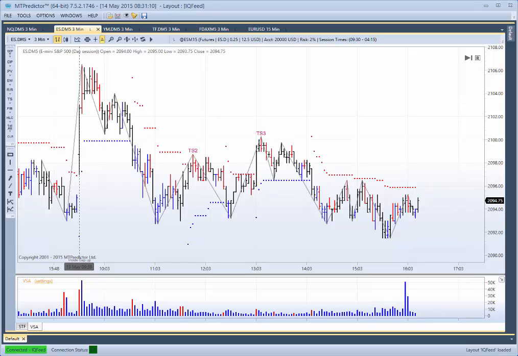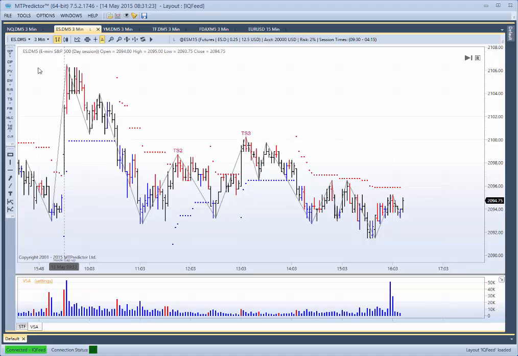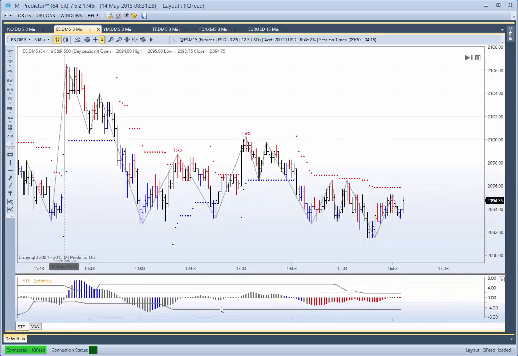In today's video I'd like to look at how the ES unfolded yesterday as an example of how correct position sizing can help keep your losses small and your profits large. Here's a 3-minute chart of the ES yesterday. If I look at our STF, we had basically a down day yesterday with the STF black or grey here, and we actually had two sell setups.